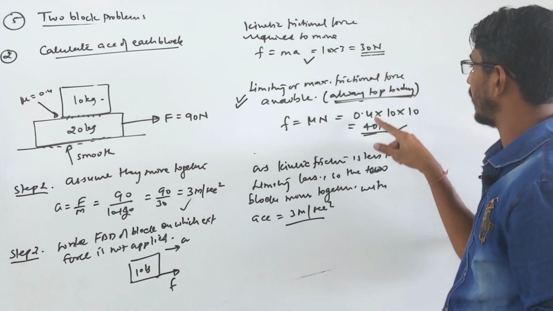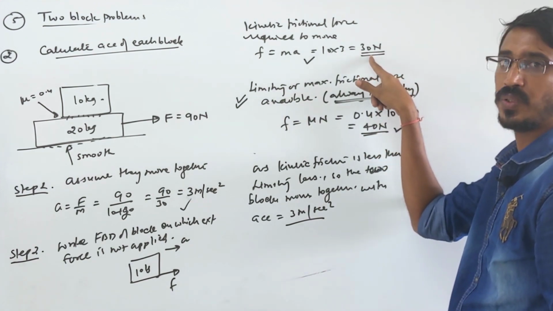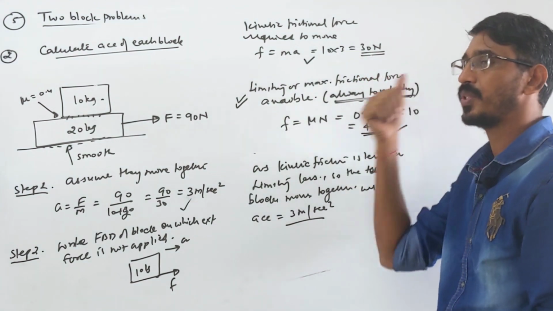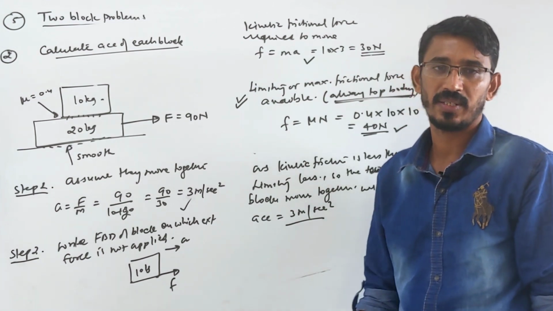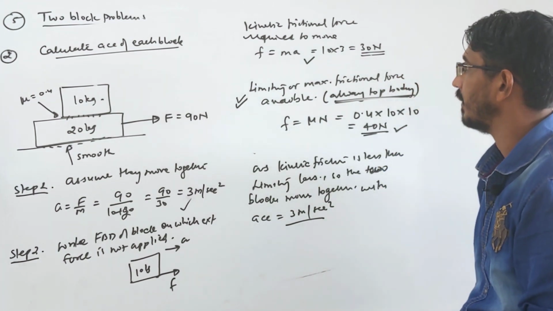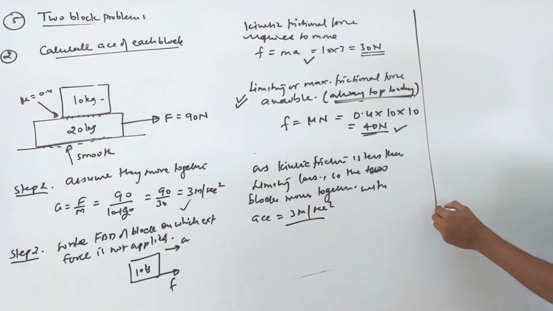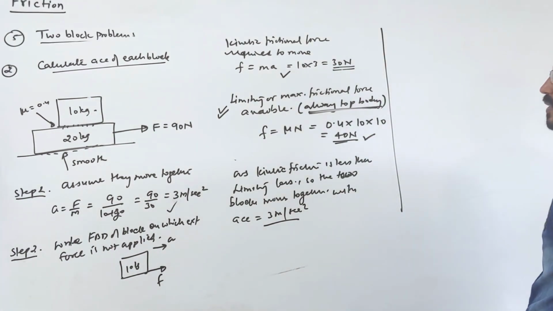Suppose this value was bigger than this, suppose it became 40 and this also 40, then you have to write the fourth step. You have to calculate what? The individual acceleration, right, by writing the FBD. So done here itself, this is the answer. Okay, these were the main questions.